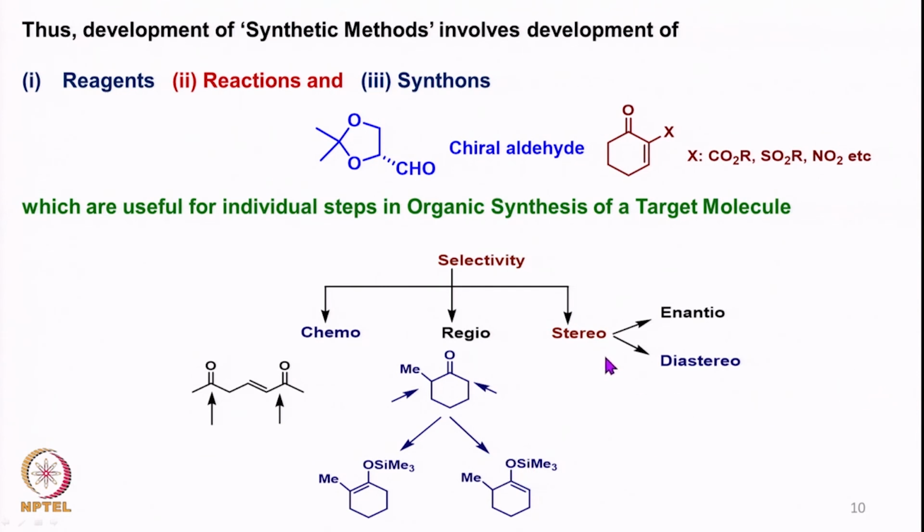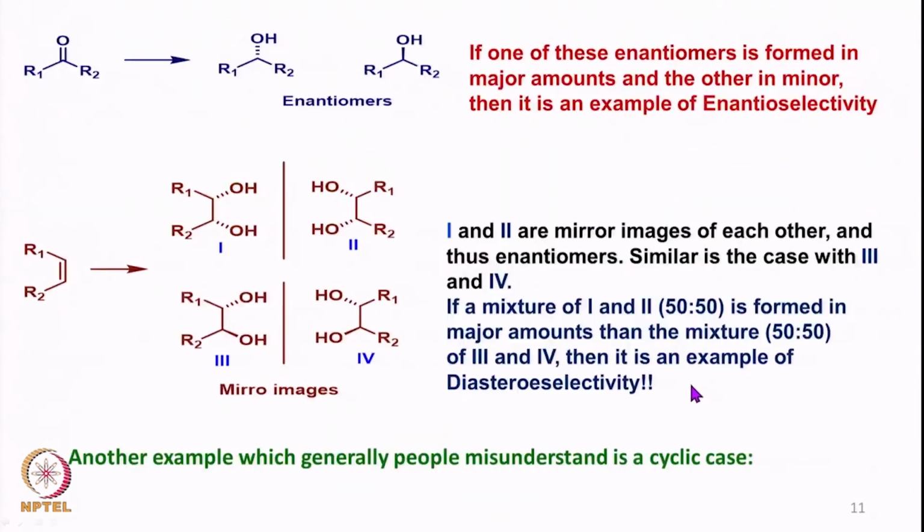Then of course, we have stereoselectivity, where we can have enantio and diastereoselectivity. For example, if we start with a ketone like this, which is a prochiral ketone, and we reduce it, we can get a mixture of two enantiomers which are mirror images. But if we can have reaction conditions in such a way that we get only one of the enantiomers as the major product, then we call it an enantioselective reaction.